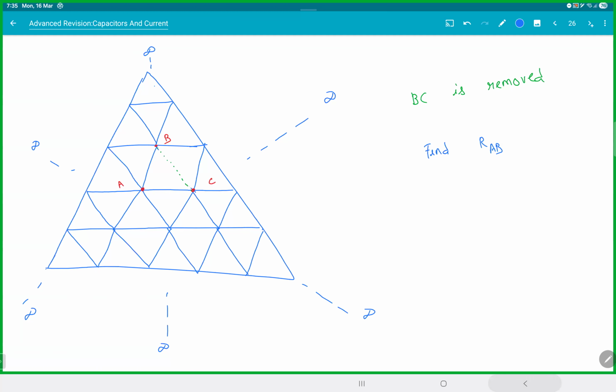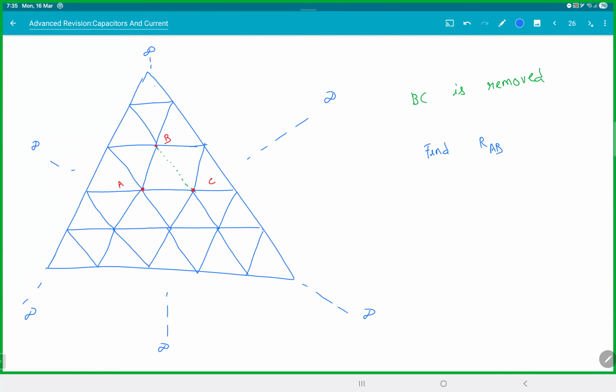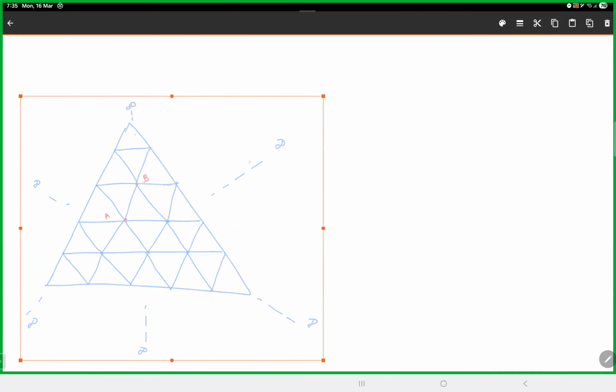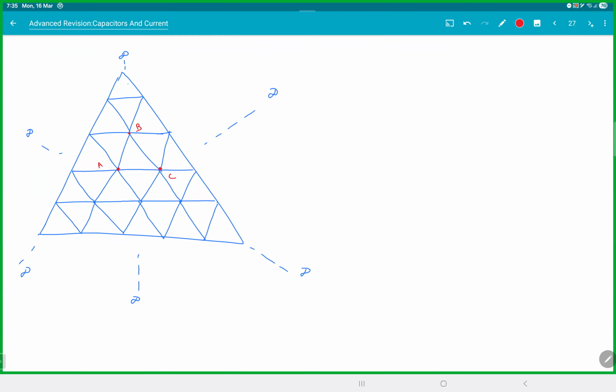Now, the idea was this. Just now we calculated something, isn't it? So if you take this full circuit, the resistance between A and B is R by 3, right? So can I say like this? If I take the whole circuit and I will call this point C. So between A and B, this whole circuit, what you got was R by 3. And between B and C it's also R by 3, right?